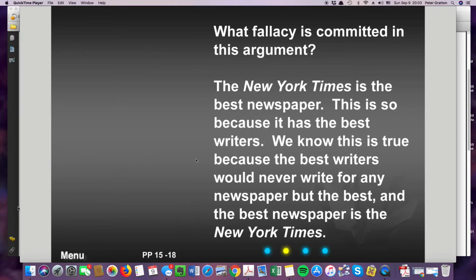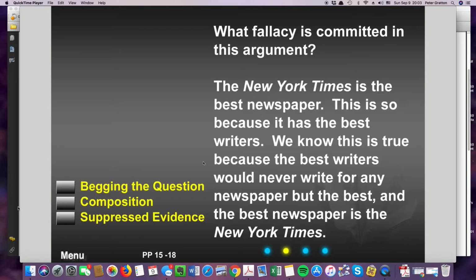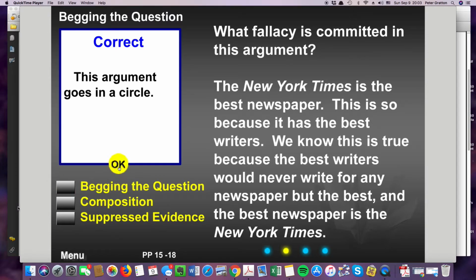The New York Times is the best newspaper. This is so because it has the best writers. We know this is true because the best writers would never write for any newspaper but the best, and the best newspaper is the New York Times. Notice the circularity: we end where we started. That is begging the question. There it goes in a circle. So when you see an argument start with a premise that leads back to a conclusion that restates the premise, you have begging the question.